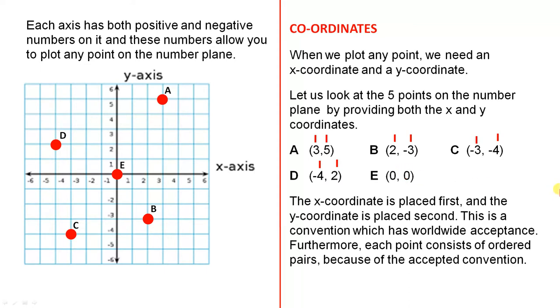The x-coordinate is placed first, and the y-coordinate is placed second. So we've just seen that in each of those points. This is a convention which has worldwide acceptance. In other words, everyone uses it all over the world. Furthermore, each point consists of ordered pairs because of the accepted convention. So this is an ordered pair, for example. That is, ordered, x comes first, y comes second, and they're pairs because it's a pair of numbers. So each of these points is found using an ordered pair.